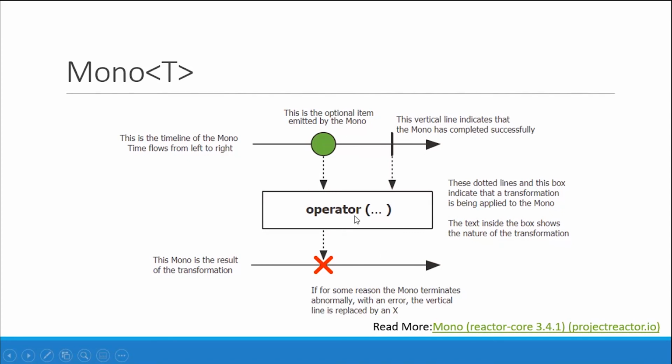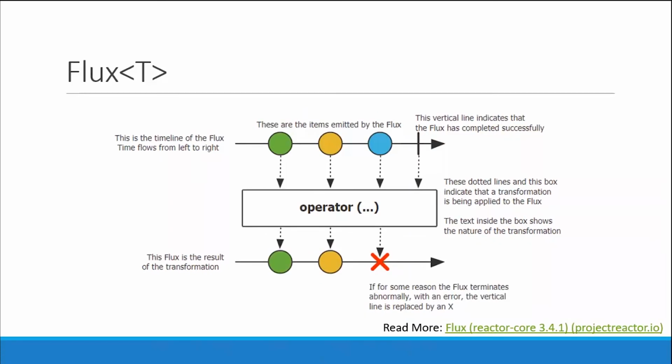If there is an operator and an error occurs, we can send the error. Otherwise, we can emit the object to the result timeline. You can read more about Mono in the Reactor Core documentation, and also Flux.